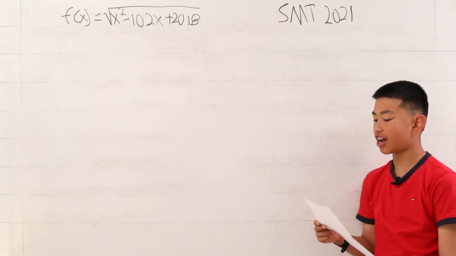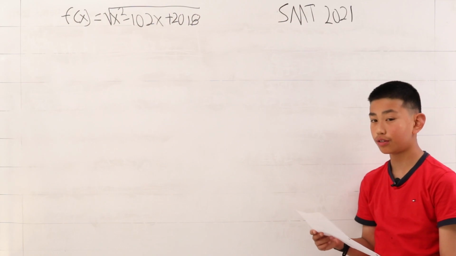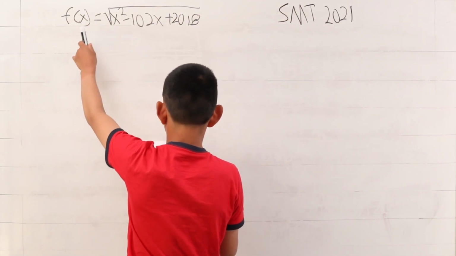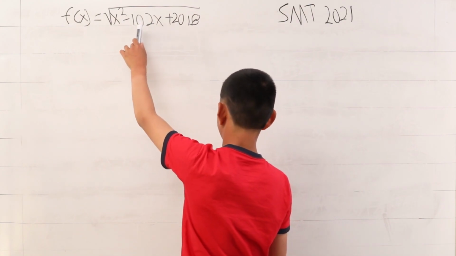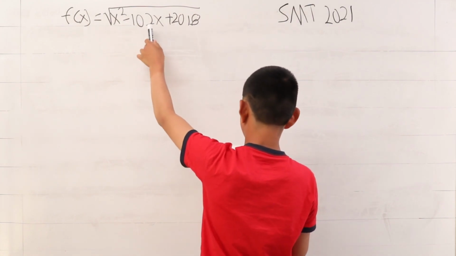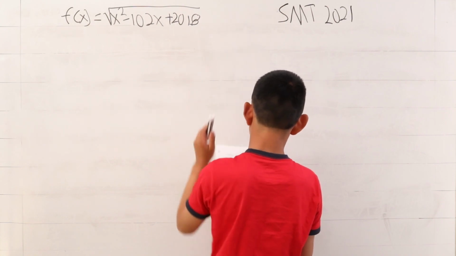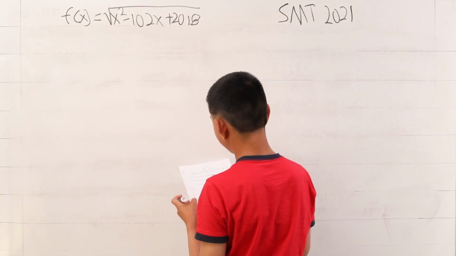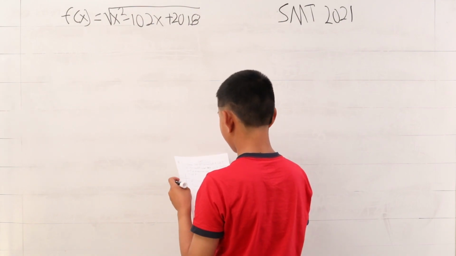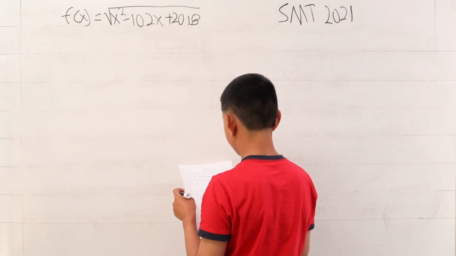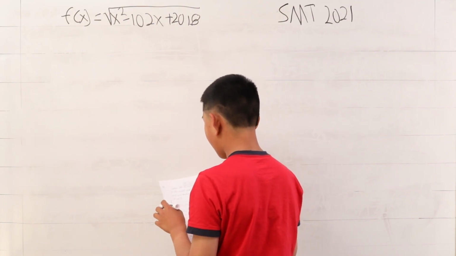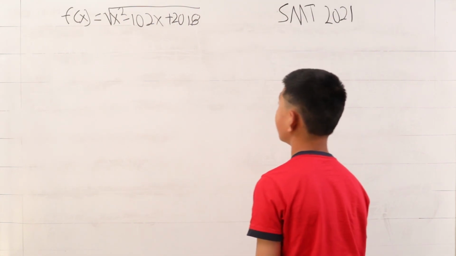Today we have another SMT 2021 problem. Suppose f of x is equal to the square root of x squared minus 102x plus 2018. We let a and b be the smallest integer values of the function that can be derived from integer inputs. Given that a is less than b, find a and b.